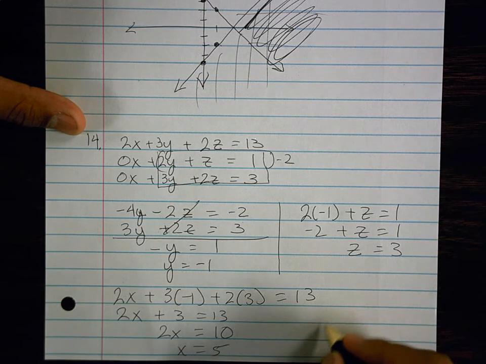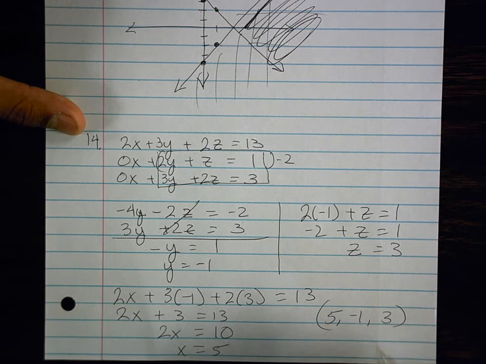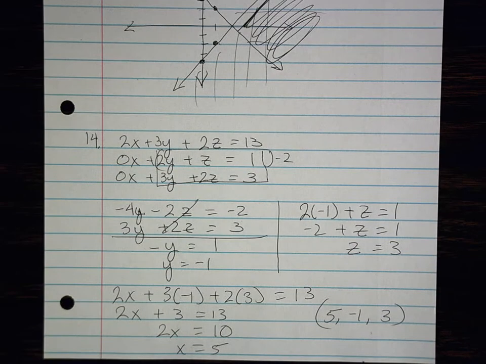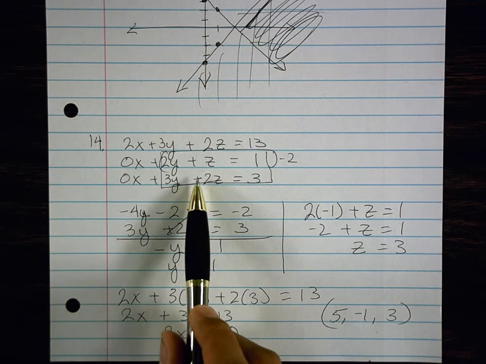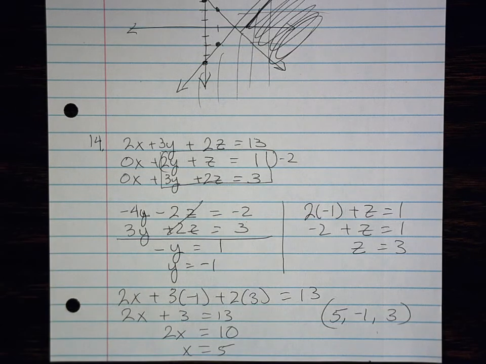So my answer is the coordinate point 5, negative 1, 3. Okay. That's my actual answer right there. So since I saw these two were the same variables, I just treat that like a two-variable system. Take the answers, plug it back into the original one.